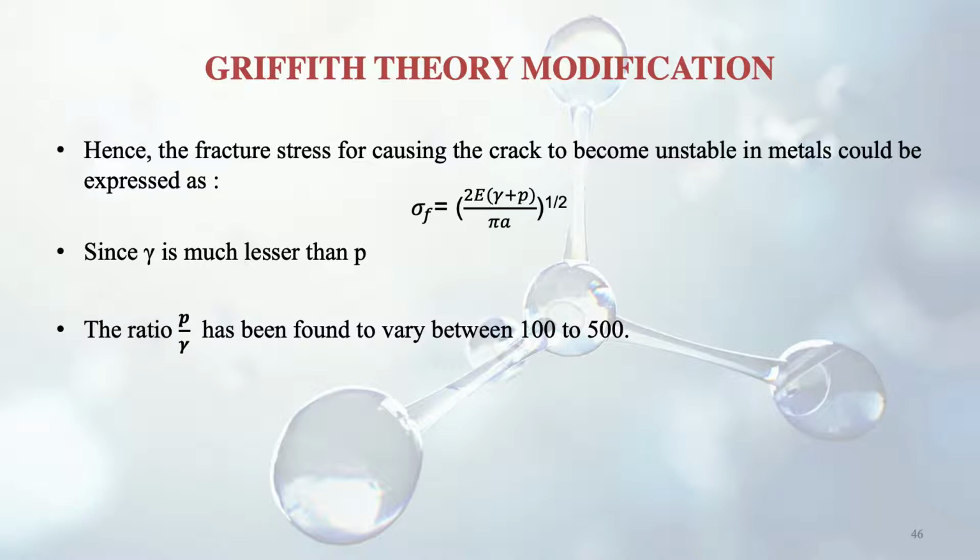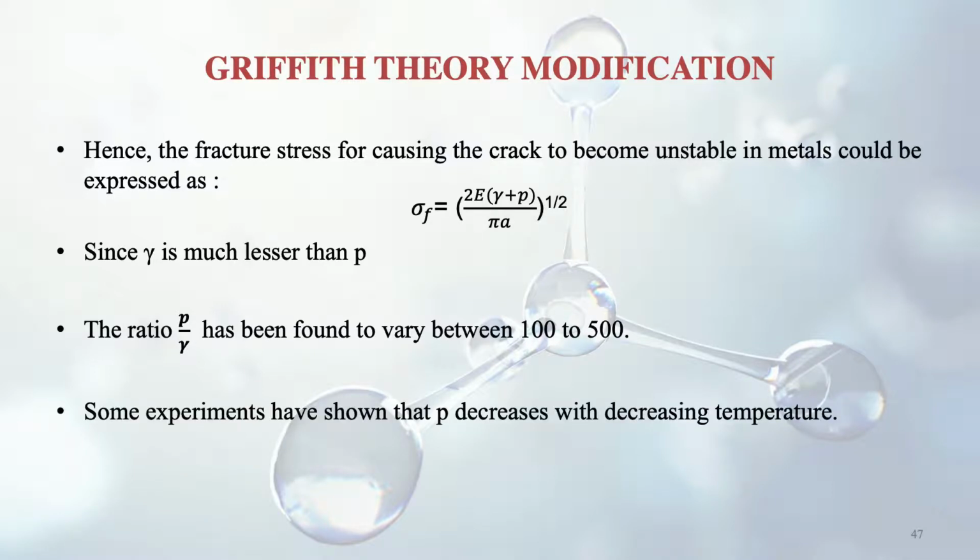Here the ratio P by gamma has been found to vary between 100 to 500. So this P is much larger than gamma. That's why we are able to neglect gamma. And some experiments have shown that P decreases with decreasing temperature. As soon as we decrease the temperature, P decreases. It is quite obvious also that with decreasing temperature, brittleness comes in, so plasticity decreases. So this plasticity representing term P will also decrease.